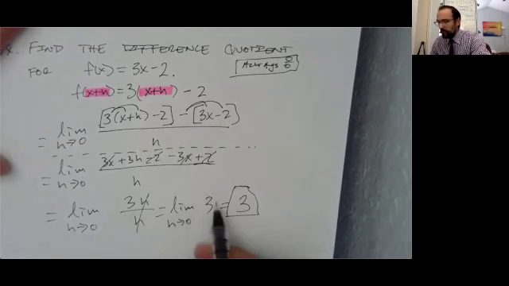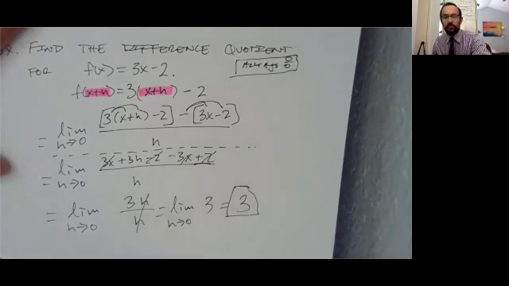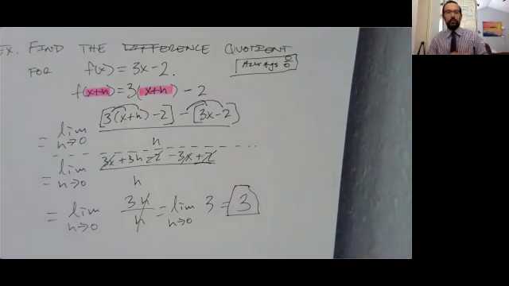Remember, this step is redundant because there's no more h's to plug in in this case. So I can just say, oh, I'm left with 3, 3 is my answer. Okay, so my answer was 3.